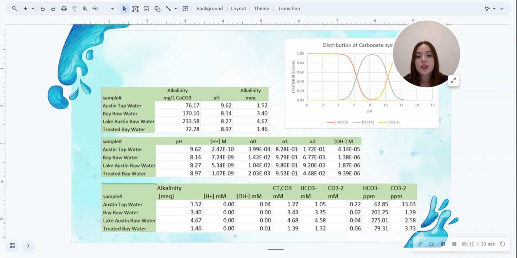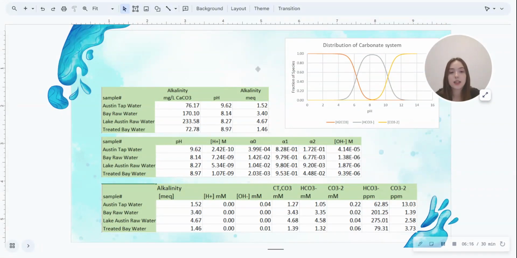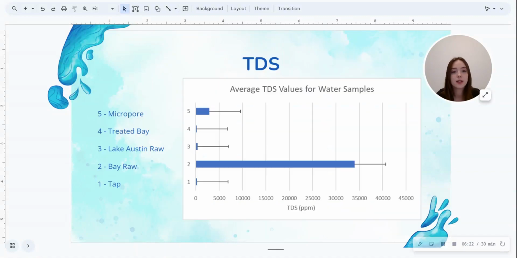Here is another one, showing the alkalinity and the pH. Here we have our TDS values, the averages.